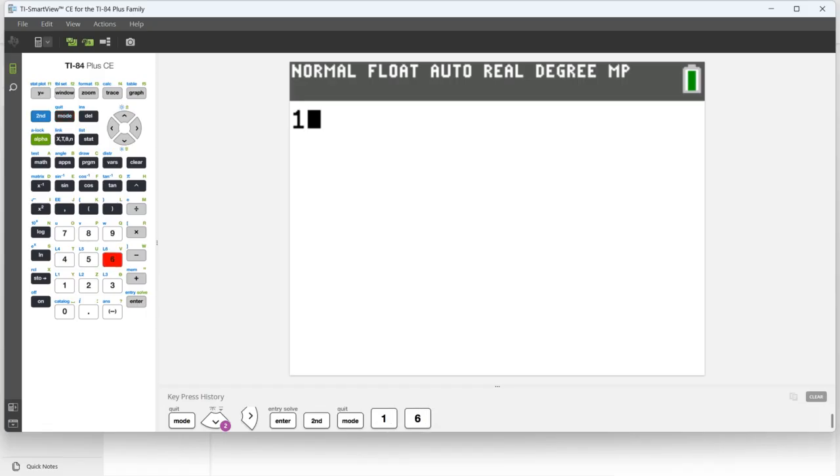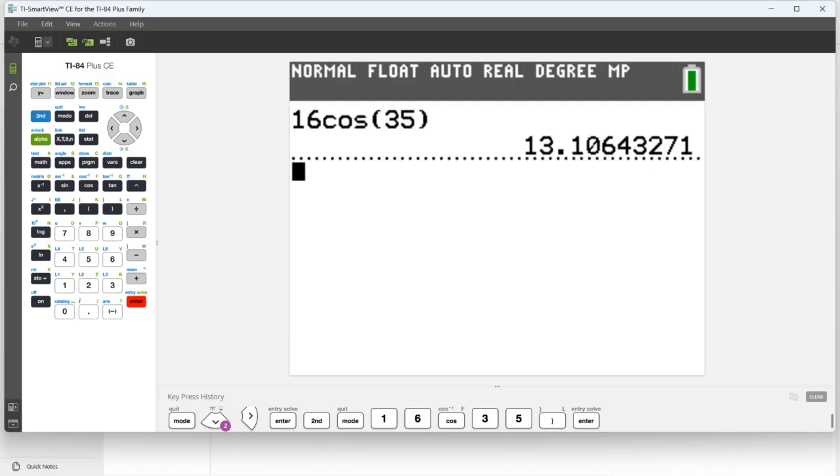And we want 16 cosine of 35 degrees. And it's a good habit to get into closing the parentheses. In this case, it doesn't technically matter. You'll still get the correct answer if you don't close the parentheses. But again, it's a good habit to get into, and we want to build good habits when we're dealing with more elementary problems before we get into more complicated things. So you should close the parentheses, press enter, and we end up getting 13.1.